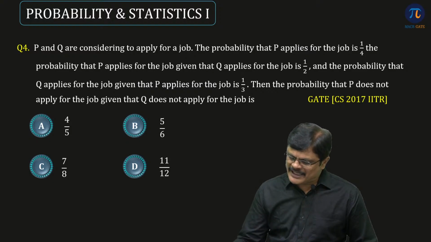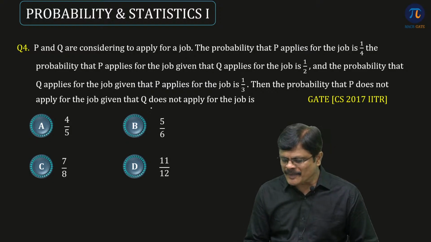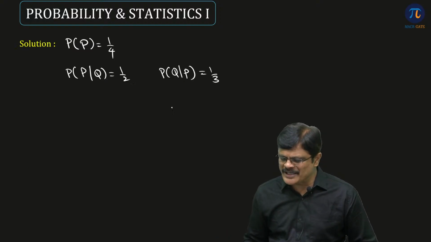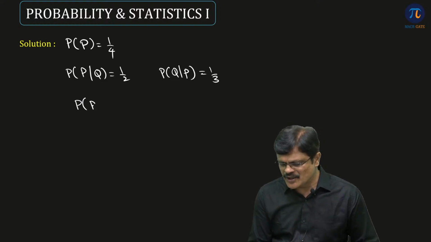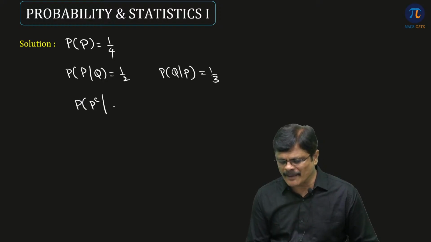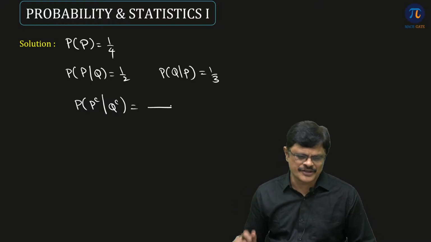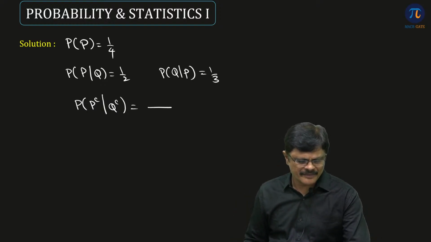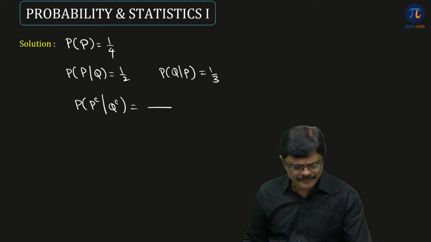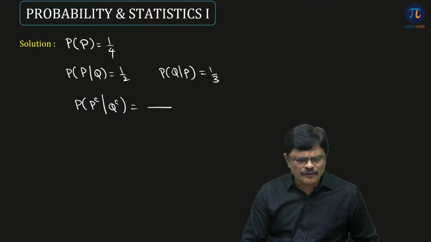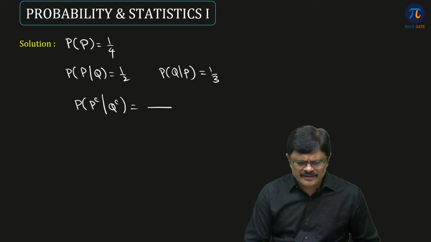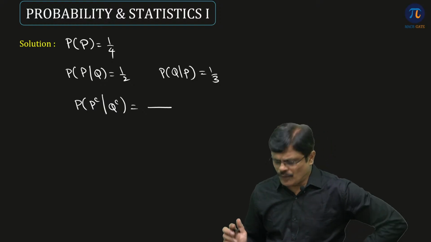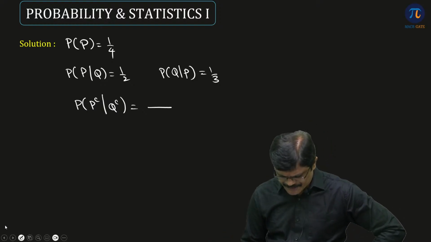Then the probability that P does not apply for the job given that Q does not apply for the job is what? So the question is, what is the probability that P does not apply for the job given that Q does not apply for the job? This is the question. A very interesting question, sir. Very popular question. All of you able to follow? Right? Now what is the answer for this? Let us try to understand.